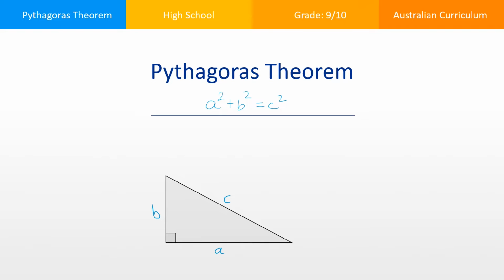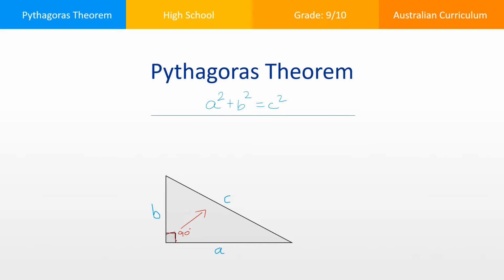Hey guys, let's look at the Pythagoras theorem. The aim of the Pythagoras theorem is to find a missing side length in a right angle triangle. So a right angle triangle has three sides and one of the angles is always 90 degrees, and we label that with a little square.